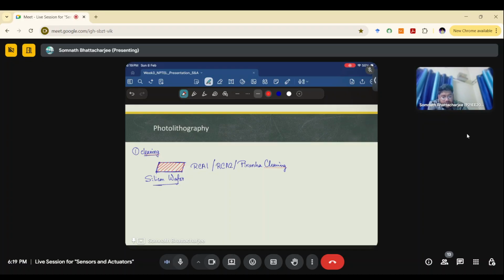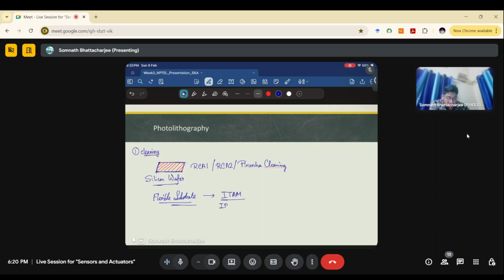So there are several different kinds of cleanings as well. For flexible substrates like plastic, they are susceptible to piranha cleaning solution or RCA1, RCA2. So in those cases, we use a process called ITAM. So what is ITAM?